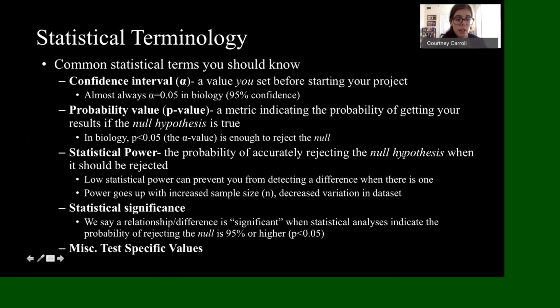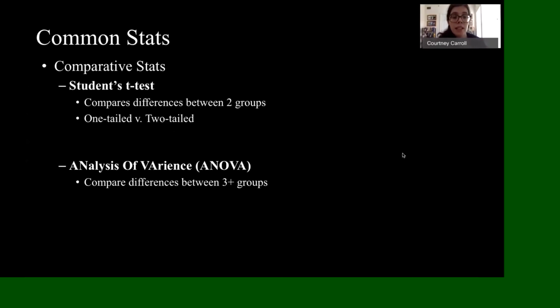Okay. You also need to know the specific values for the test that you're looking at. Some common stats that I want you to know. So for comparative statistics, we're looking at 2 groups or 3 groups. The most common you're going to see is a student's t-test. And this compares 2 different groups. It says, is group A different from group B? And you can either have one-tailed data or two-tailed data, depending on the distribution.